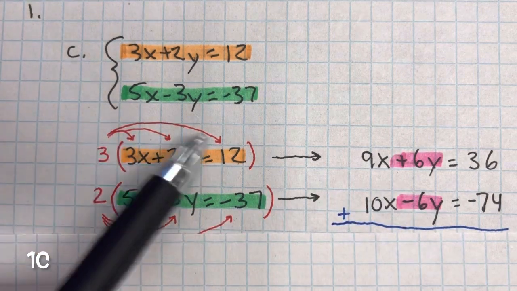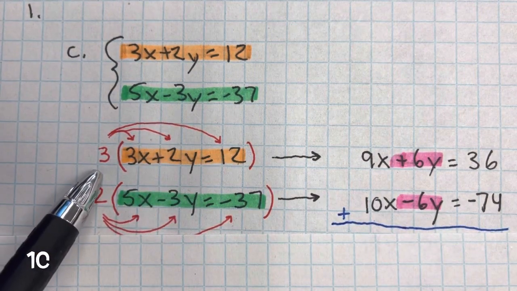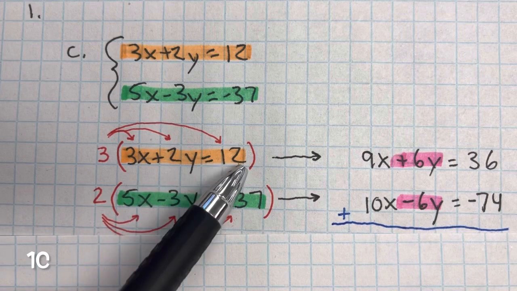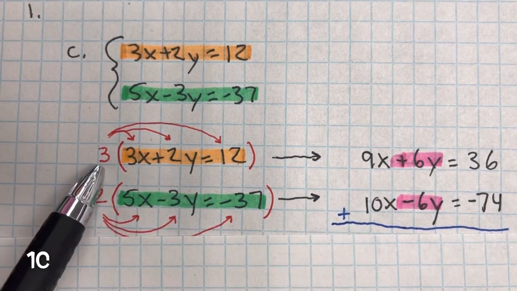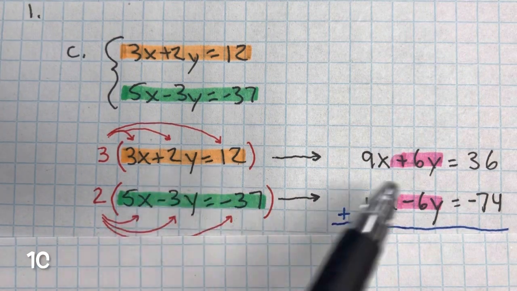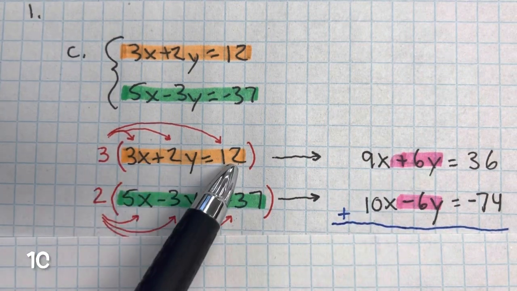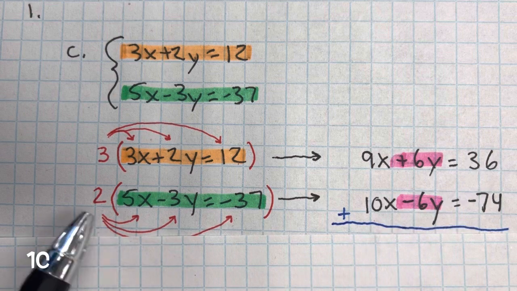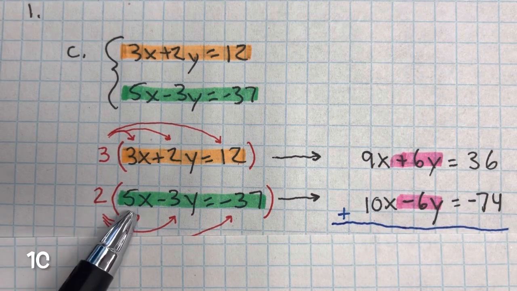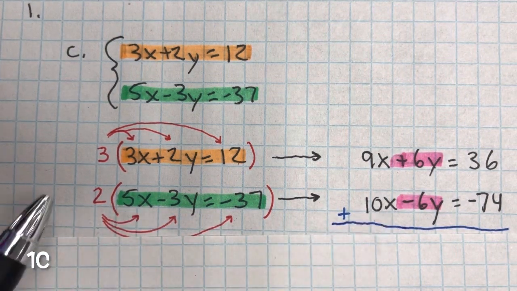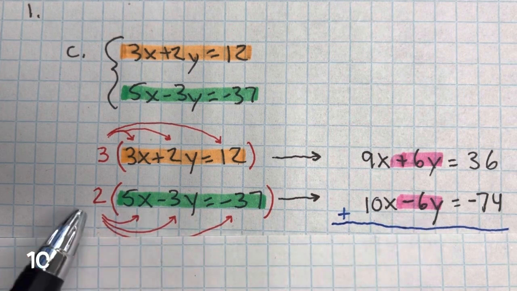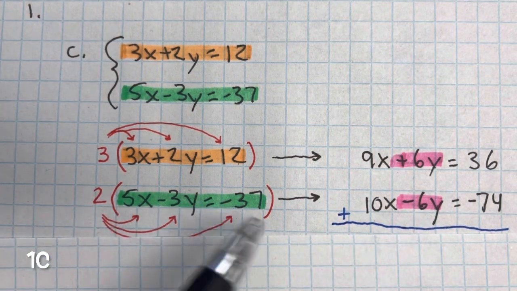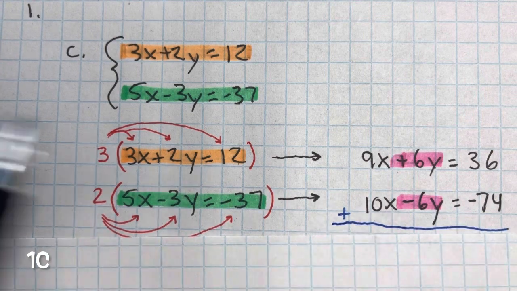And then I can't forget, I have to distribute this 3 to each of these terms. So 3 multiplied by 3x is 9x, and 3 multiplied by 2y is 6y, 3 multiplied by 12 is 36, and then for the bottom equation, 2 multiplied by 5x is 10x, 2 multiplied by negative 3y is negative 6y, 2 multiplied by negative 37 is negative 74.